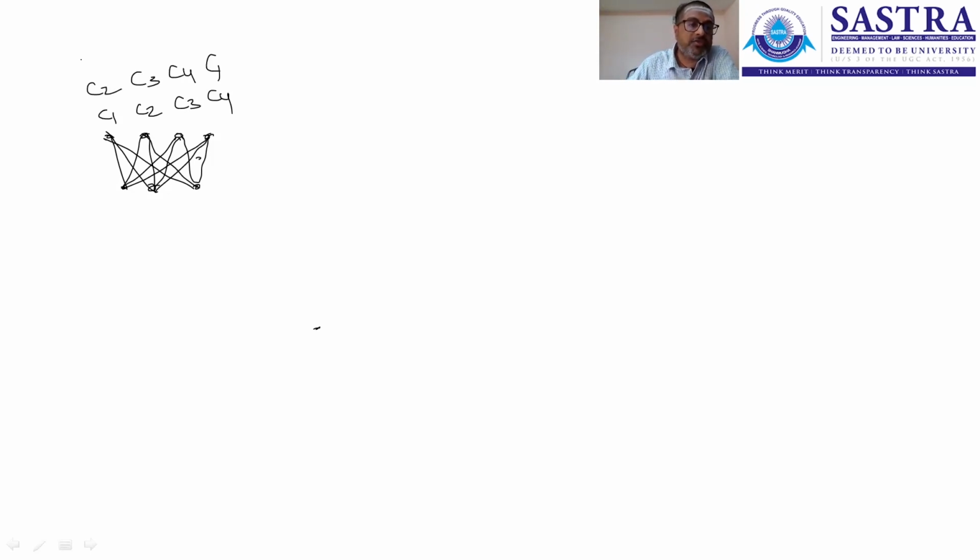I have like this: C1, C2, C3, C4 for the first section, C2, C3, C4, C1 for the second section, C3, C4, C1, C2 for the third set of vertices, and then I'll have C4, C1, C2, C3. So now here I will have a partition like this.